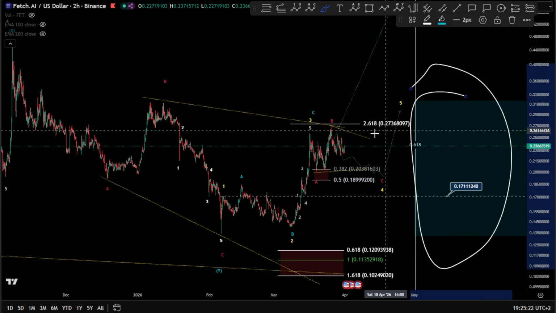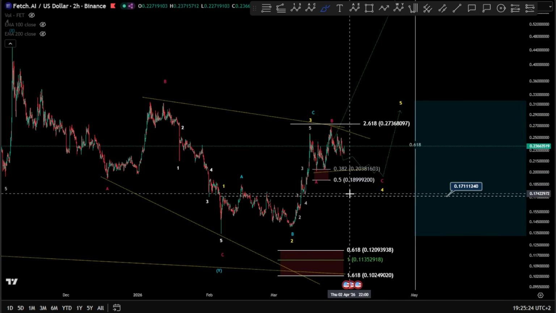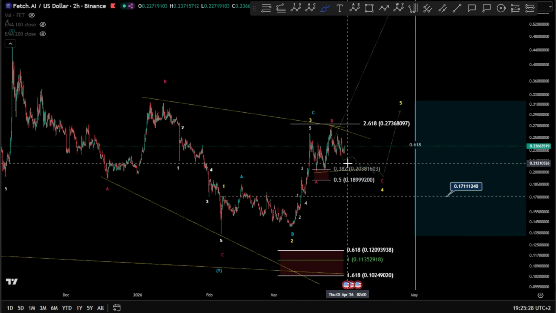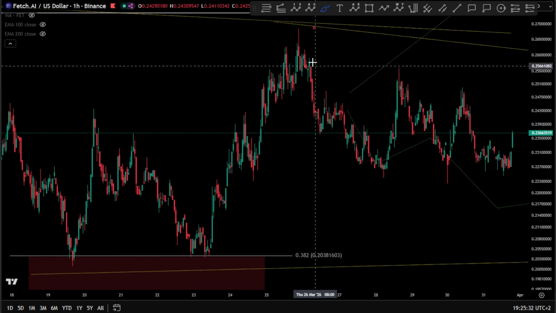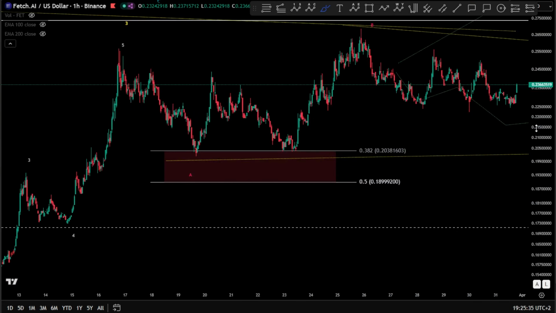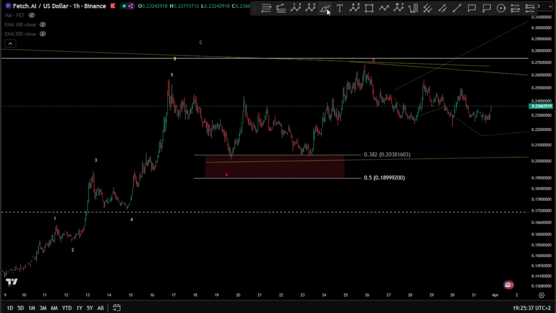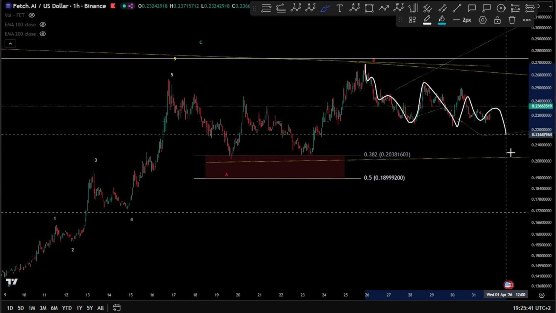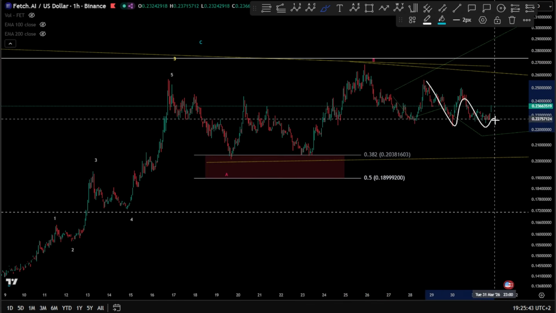So the blue box over there is still required. Invalidation is still holding at 0.17. FET is showing some strength again, even on the lower time frame. Nothing is impulsive downward here. I don't see an impulse downward. I mean, if this is a 1, 2, 3, 4, 5 wave 2, okay, it is time to push down. Why are we still going sideways?